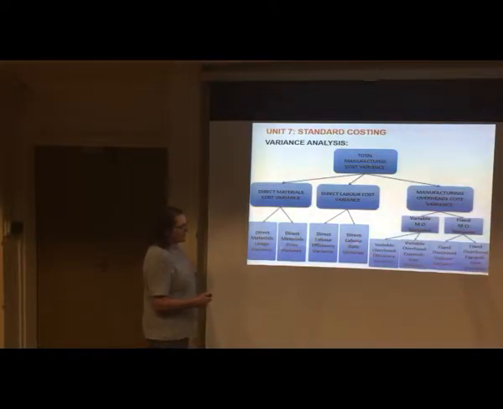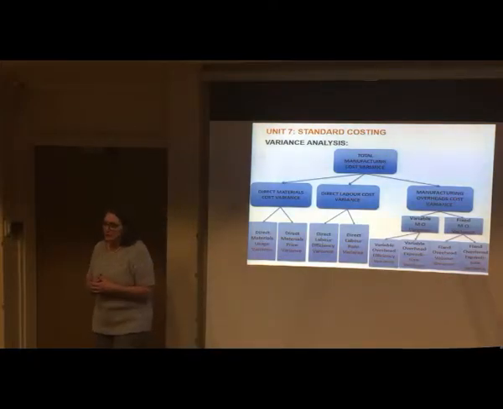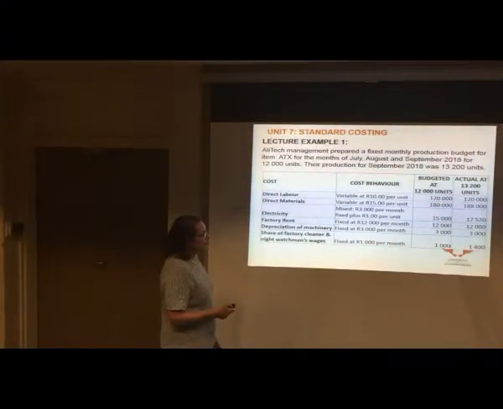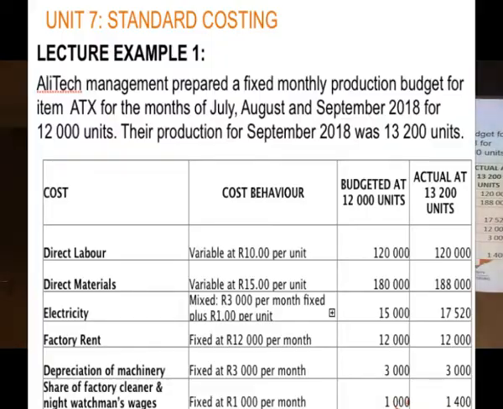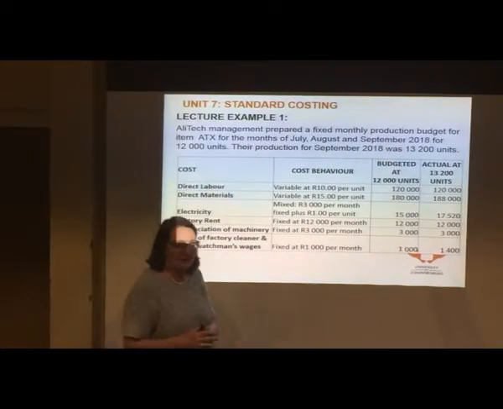So we've got 1, 2, 3, 4, 5, 6, 7, 8, 9, 10 different variances that we have to be able to calculate. So we've got a budget at 12,000 units. We're going to flex the budget to 13,200 units. We can do it in one of two ways. We found that out last week.